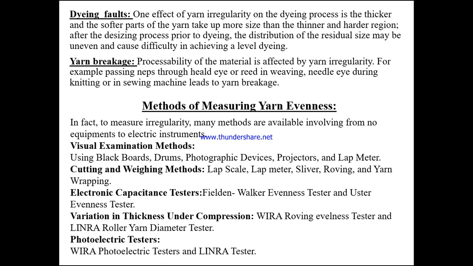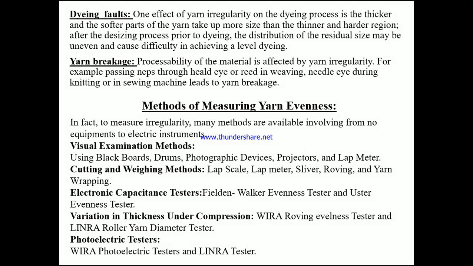Yarn breakage. Processability of the material is affected by yarn irregularity. Processing means mechanical processing. If there is yarn irregularity, thin places will be there, and thin places are the weak places, so the yarns will be broken. Or if the yarn has naps, the naps have a much higher diameter. So when the yarn is passed through the heald eye or reed during weaving, it will create problems and the yarn will be broken.